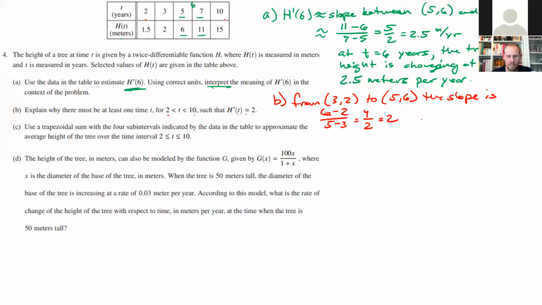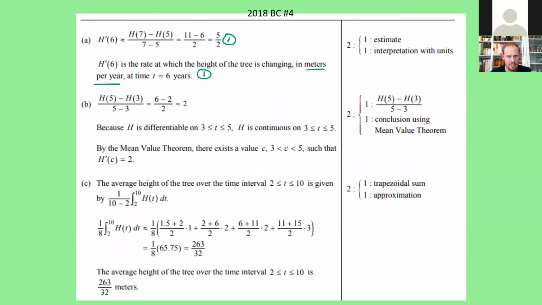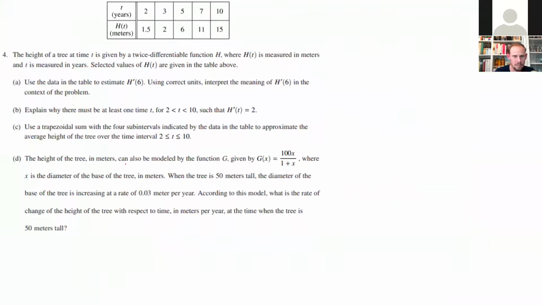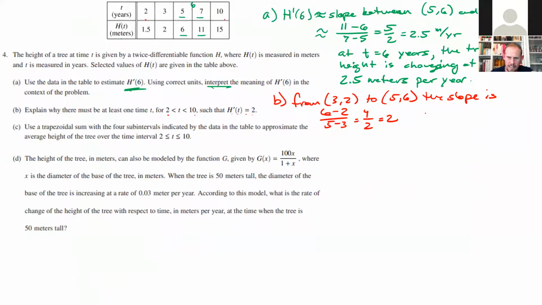All right, so do they say by the mean value theorem or do they say by something else? All right, so that's what they're using. So h is differentiable and it's continuous. So by the mean value theorem, there exists a c such that h prime of c equals 2. Yep, that's what they used. Okay. All right, so those are the 2 conditions we need for the mean value theorem.